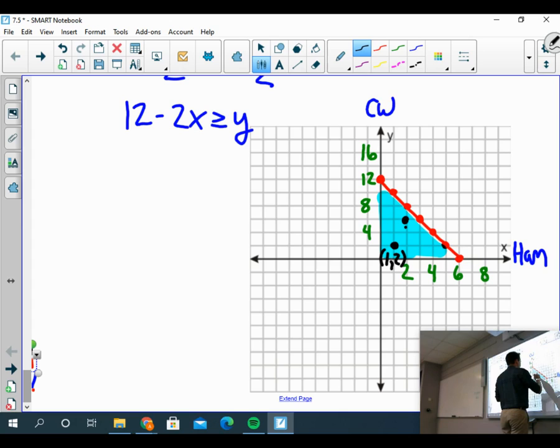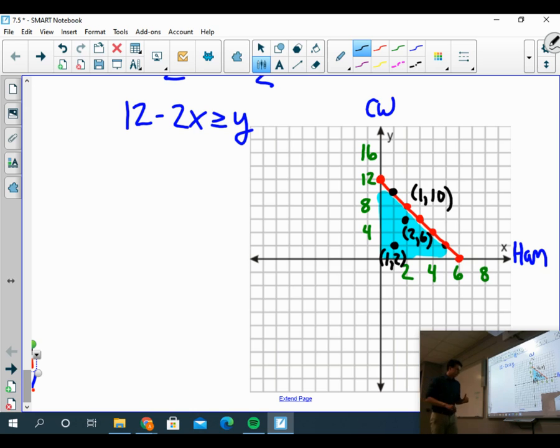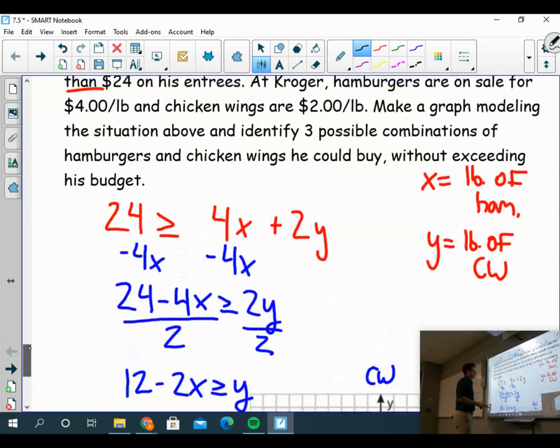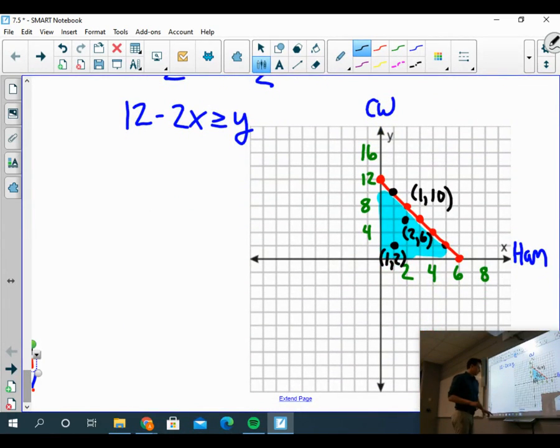Or I could do maybe 2, 6. That would not exceed my budget. Or I could even go up here and I could do 1, 10. And that would not exceed my budget. That would be right on my budget, but it would not exceed it.